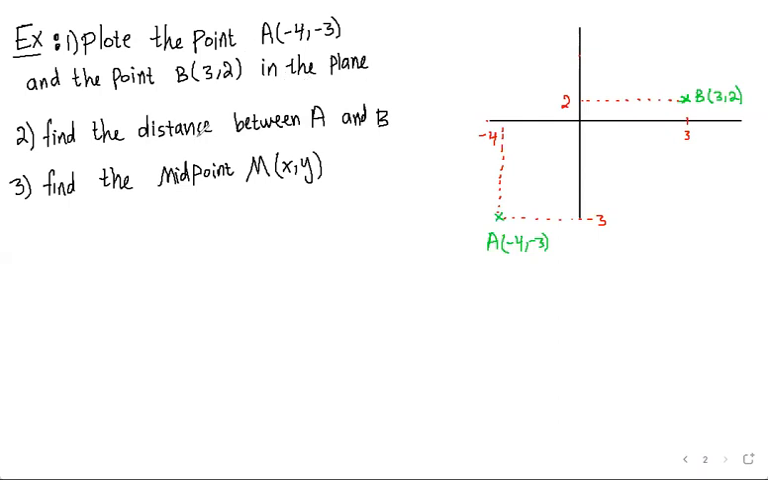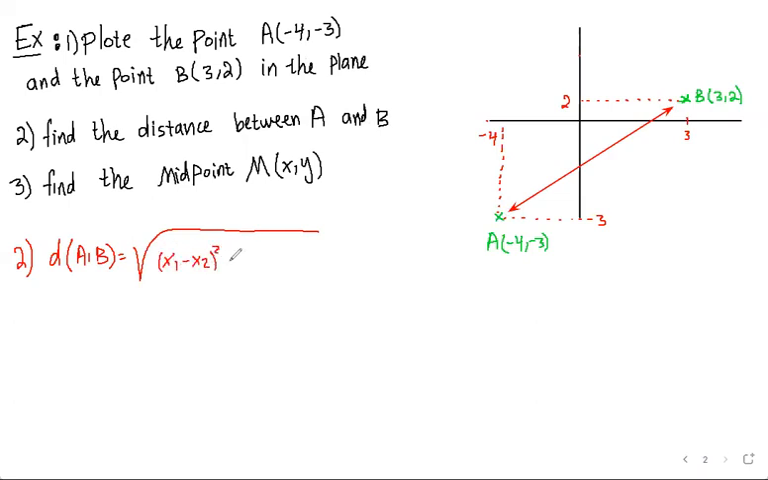Second one, find the distance between A and B. So I'm looking for the square root of 74. What is it? The square root of 74. So here, the distance, second one. What is the formula, Angel? Square root of x1 minus x2 square plus y1 minus y2 square. Okay, perfect.